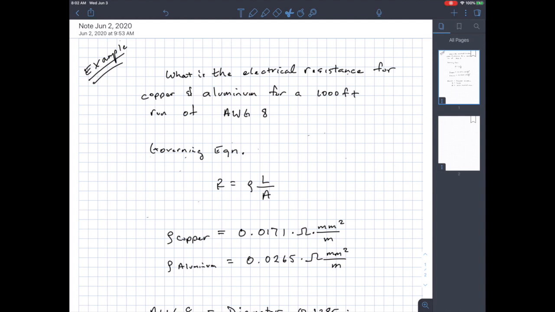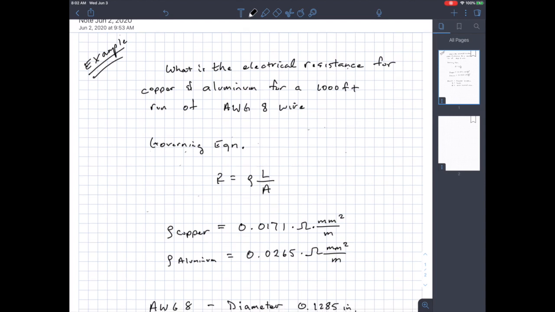All right. So the question is, what is the electrical resistance for copper and for aluminum for a 1,000 foot run of AWG 8 wire? Okay, I should tell you that's wire. AWG stands for, I think, American Wire Gauge. And there's different numbers that you use, and you can look up essentially the radius of the wire or the diameter of the wire. And from that, you'll be able to calculate the resistance based on the physical properties of the metal that you're using.